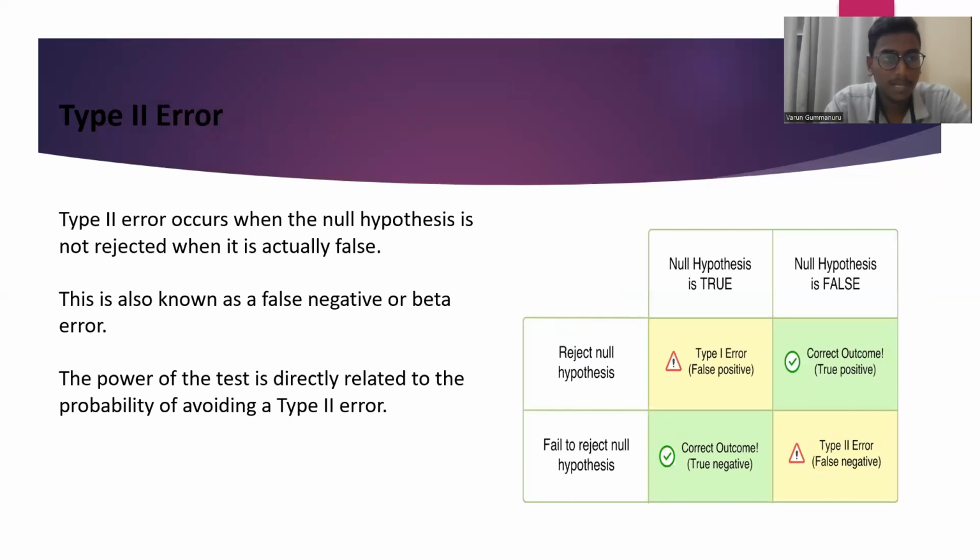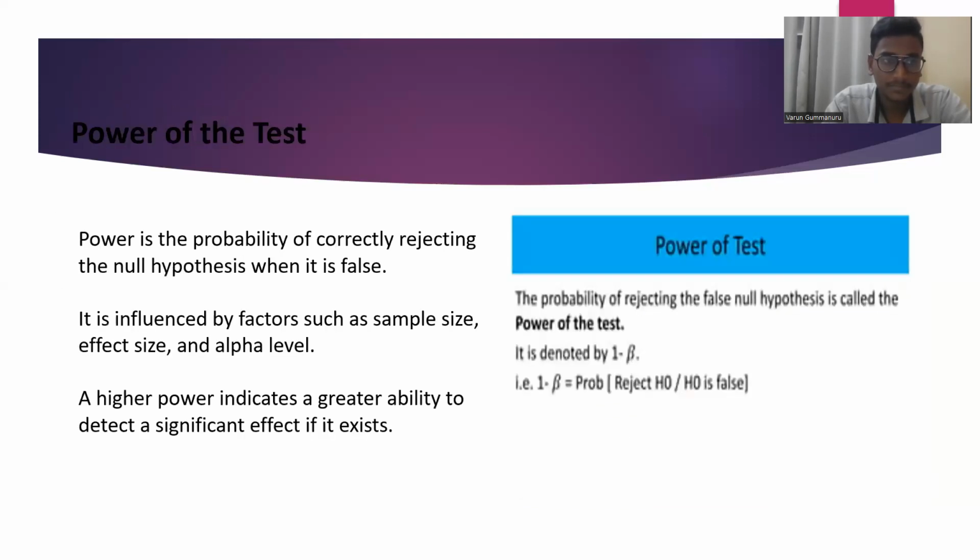Now we will discuss type 2 error. Type 2 error occurs when the null hypothesis is not rejected when it is actually false. This is also known as a false negative or beta error. The power of the test is directly related to the probability of avoiding a type 2 error.